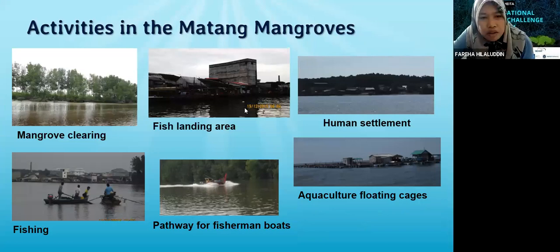In some mangrove areas there are also a lot of human settlements and also aquaculture for fish culture, which supports our fish industries in Malaysia, also fishing and fishing grounds, because the Matang has a lot of diverse fish there.